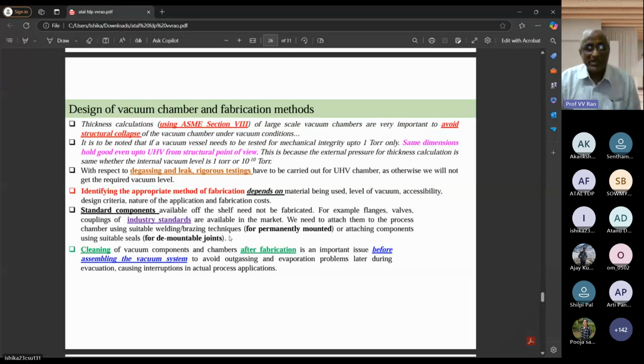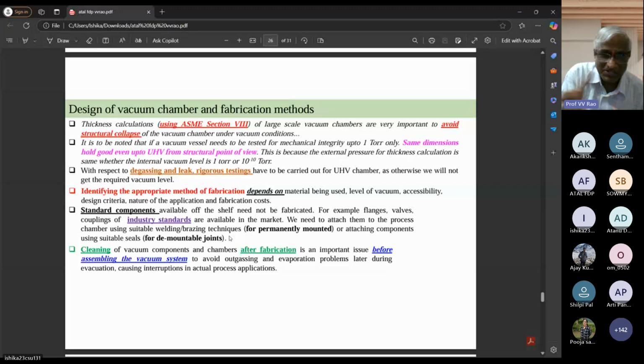So with all these designs, fabrication you have to do. You have to fabricate the chambers. You have to fabricate the pipes, etc. Fabrication of the chambers, thickness is very important because under vacuum it will collapse. You have to follow the ASME Section 8 code, so the structural collapsing will not be there.